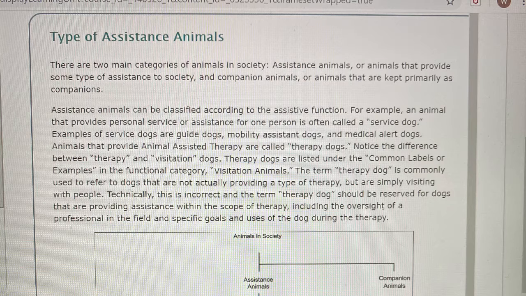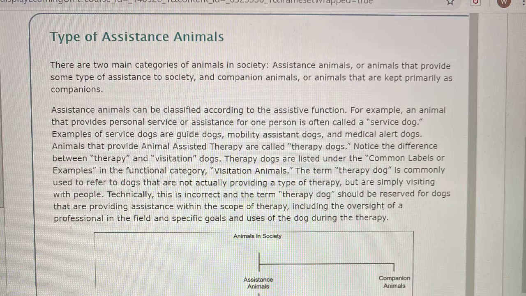Types of assistance animals. There are two main categories of animals in society: assistant animals, or animals that provide some type of assistance to society, and companion animals, or animals that are kept primarily as companions. Assistance animals can be classified according to the assistive function. For example, an animal that provides personal service or assistance for one person is often called a service dog. Examples of service dogs are guide dogs, mobility assistant dogs, and medical alert dogs.